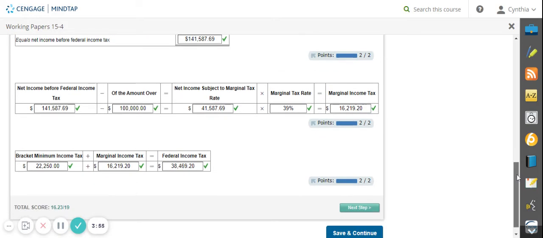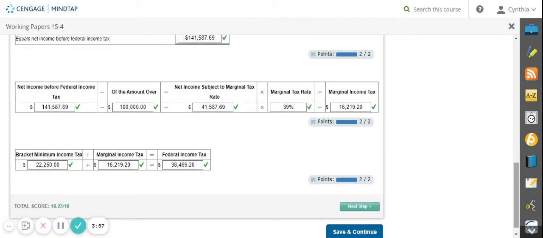So then you look, because in that chart, it tells us that anyone in that tax bracket is going to pay $22,250 plus this marginal income tax amount, this extra. So that's where I've added those two, so that our total federal income tax is $38,469.20.